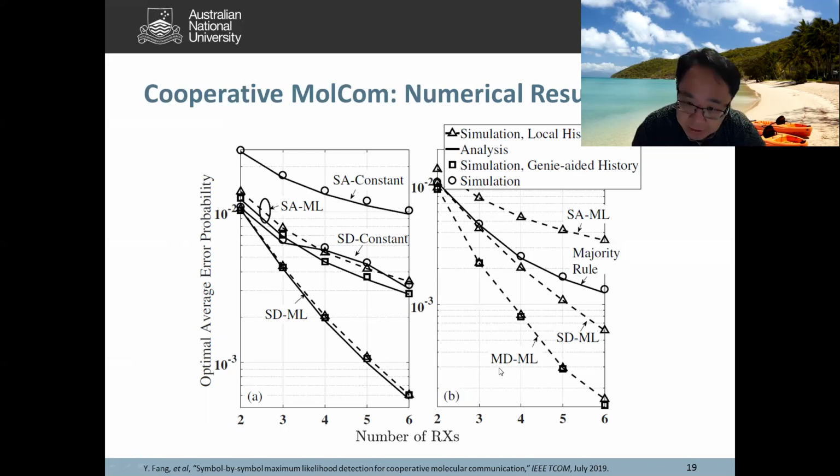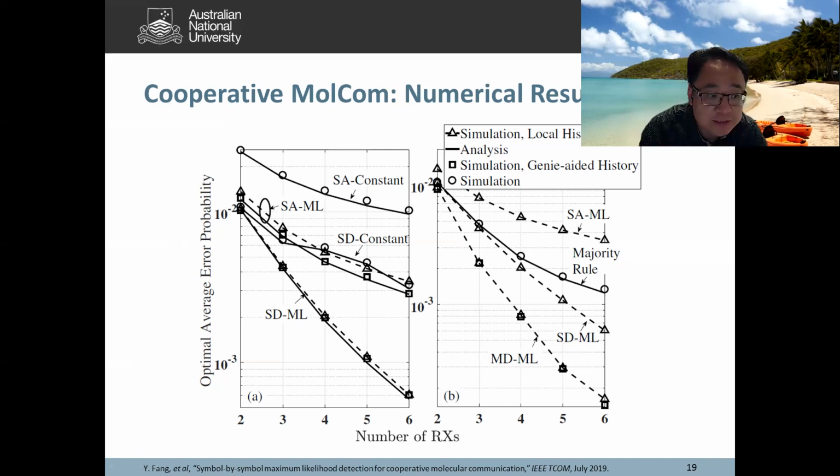of communication strategies. So let's look, for example, at the figure on the right-hand side. We compare our three strategies, SAML, SDML, and MDML, with the majority rule that we considered in the first work that we just introduced before. Again, apart from observing that the average error probability decreases with the increasing number of receivers, we can see that by using the maximum likelihood detection, the SDML and MDML achieve a better performance than the majority rule that we considered in the previous work.